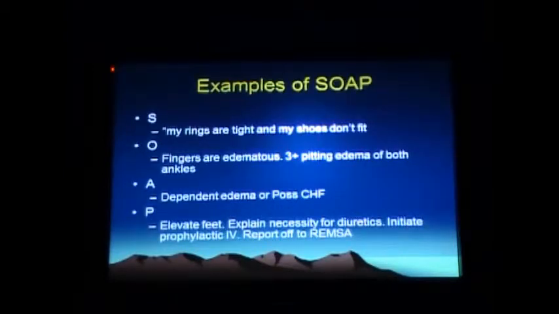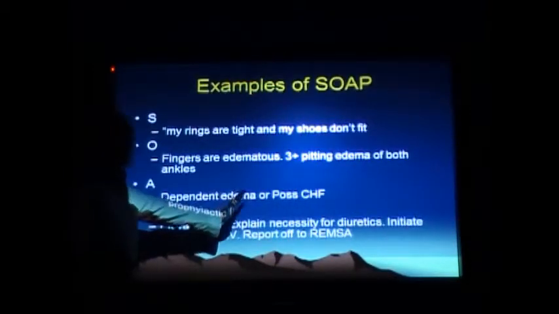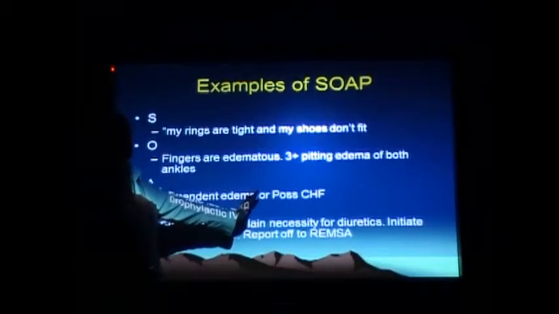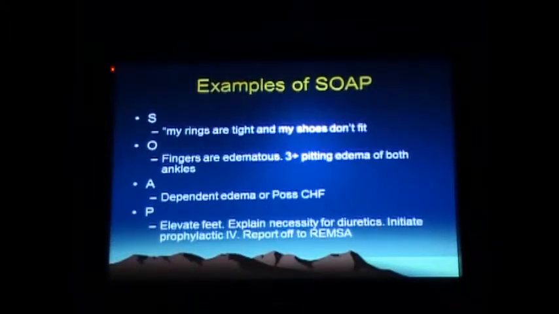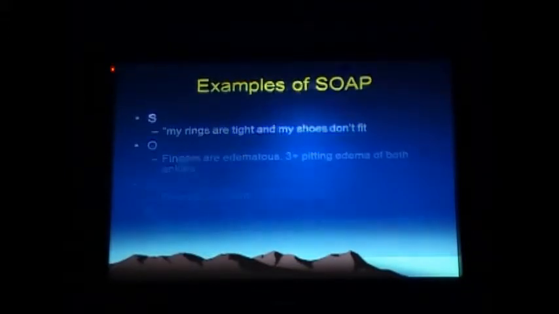And again, you could do both. I could put dependent edema, as that's what I see the matter with him. Or I could go a little further out in the limb. I think he's a CHFer, based on, again, some history and stuff that we may or may not have put in here. What's my plan? I'm going to elevate his feet, explain the necessity for diuretics, getting him to the hospital. Probably like to start an IV, and patient report to whomever.